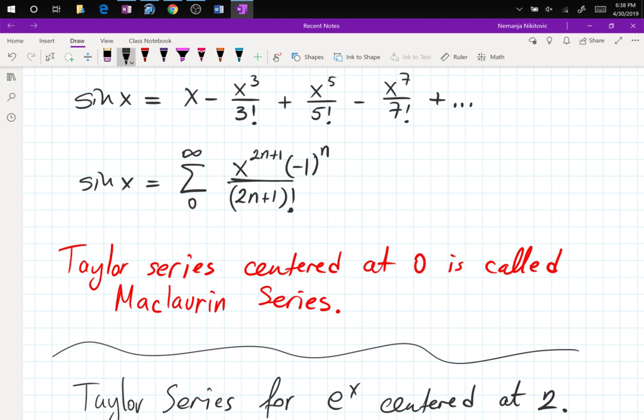Out of curiosity, since sine over cosine is tangent, could you technically put one summation over the other summation? Yes, but dividing them is dividing an infinite polynomial by an infinite polynomial, and it's not going to be pretty. No, okay, I got you.